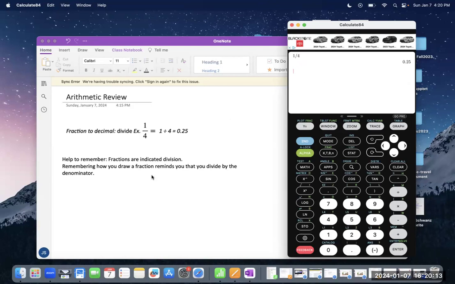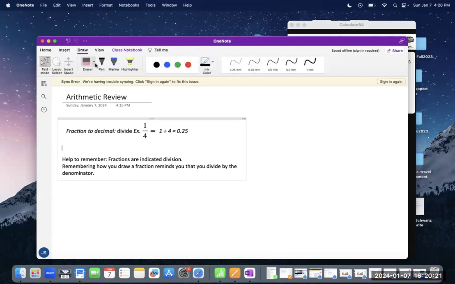Something else that I hope would help you remember this is that if I were to draw 1/4, I would draw the whole pie, and I would have to cut it, or split it, into 4 equal pieces.